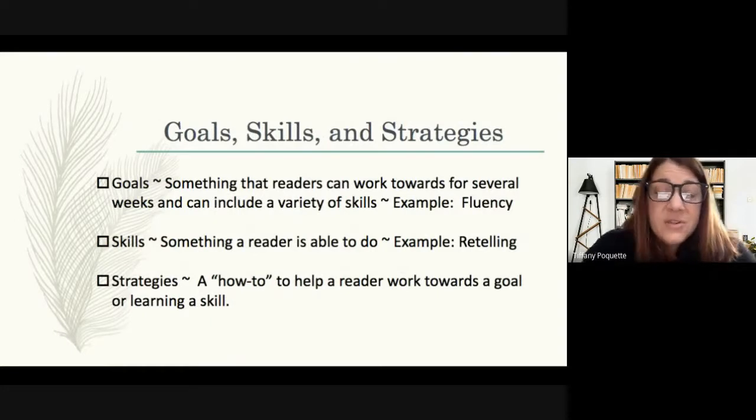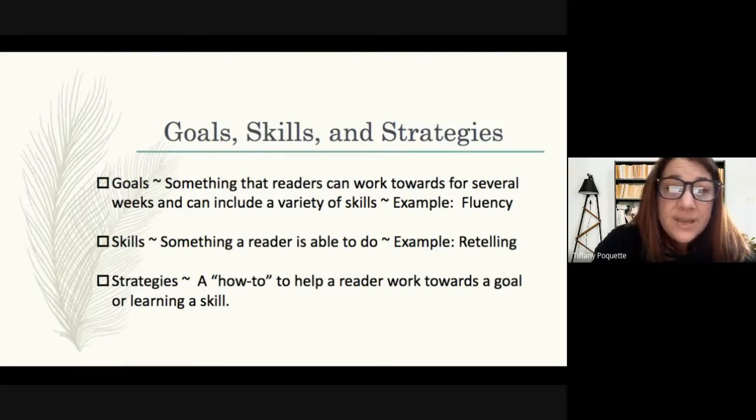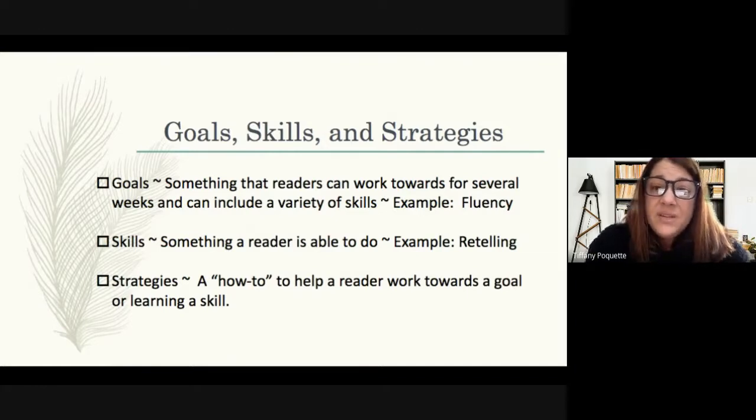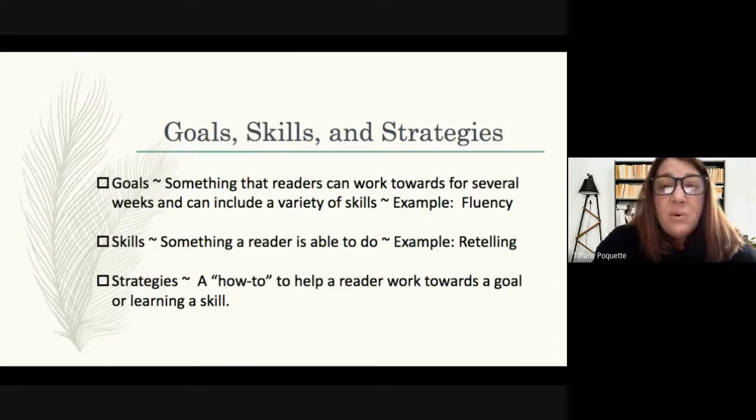The information that teachers gather on their students' reading levels is used to come up with goals, and determine skills and strategies that need to be worked upon. A goal is something that readers can work towards for several weeks, and it can include a variety of skills. Example, fluency. In a guided reading group, teachers may work on certain skills or strategies with the students. A skill is something a reader is able to do. An example is retelling. A strategy is a how-to that helps the reader work towards a goal or learning a skill. So that's how a strategy and skill are different from one another.